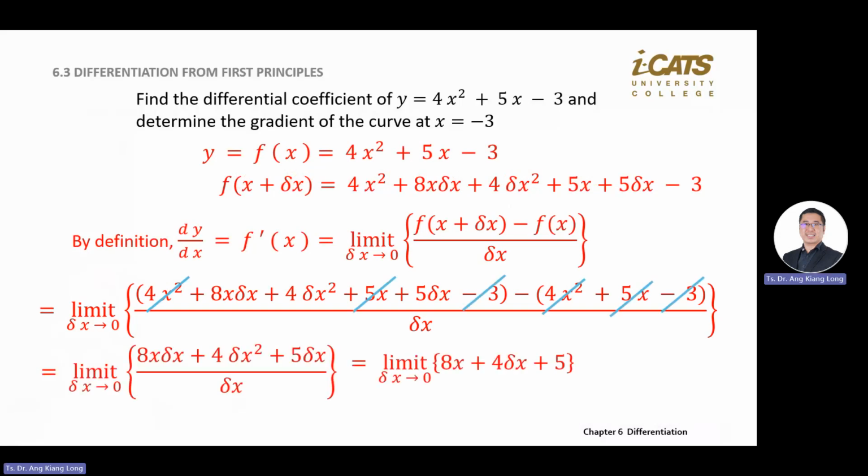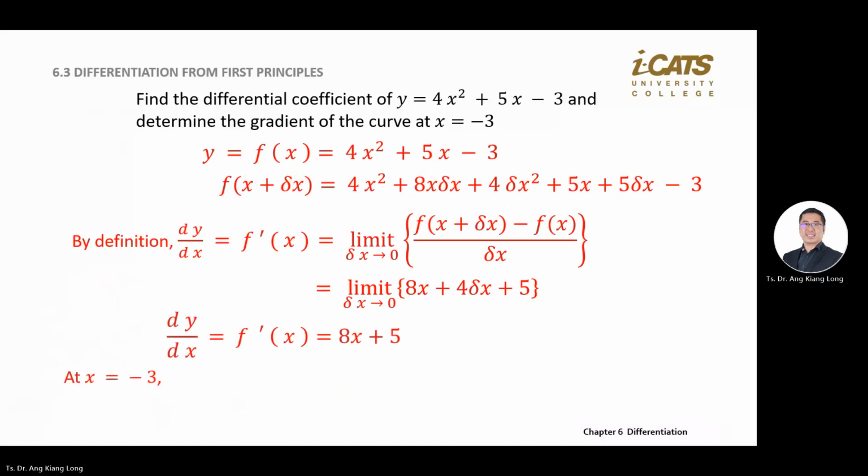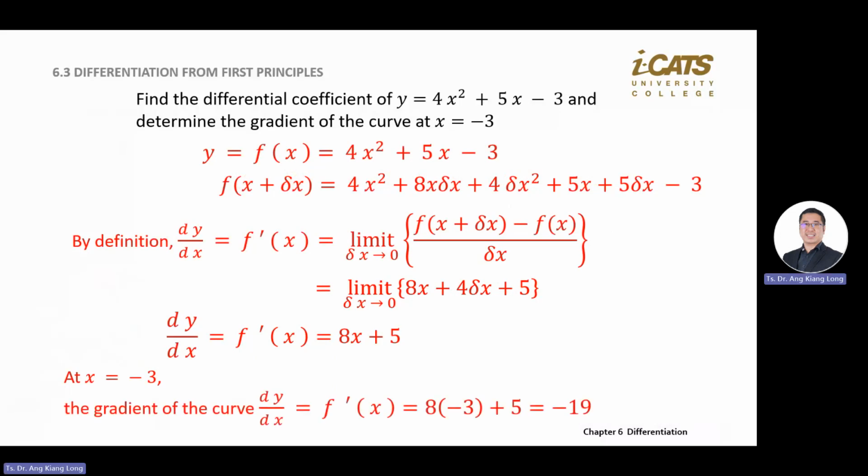So in the test, you can just cancel with your pencil, just cancel like this. So at the end, because the limit of delta x is 0, this one goes to 0, so you get 8x plus 5. Again, in the test, if you straight away give me dy dx equal to 8x plus 5, you only get marks for this part.